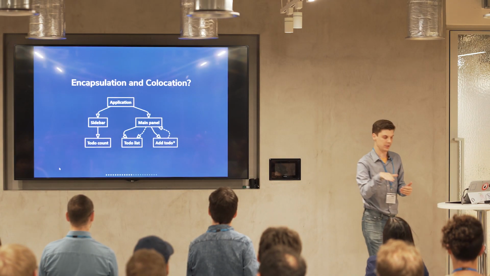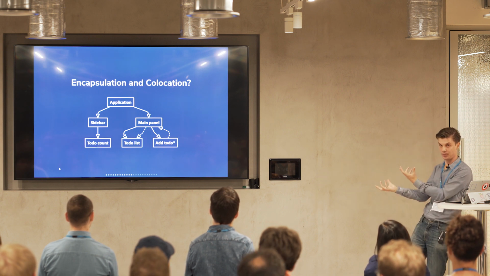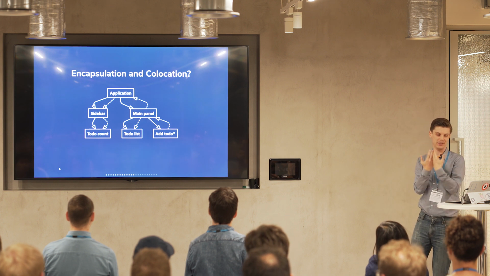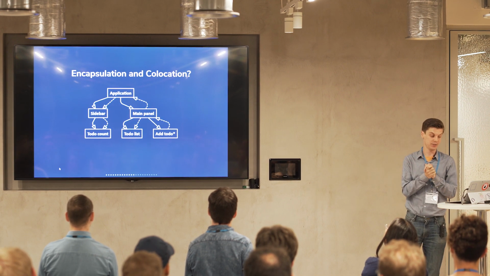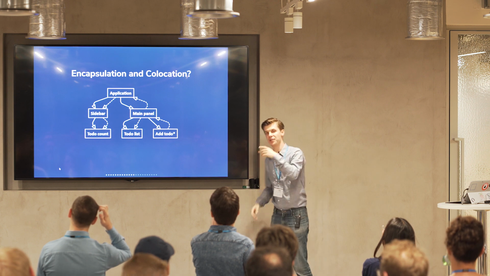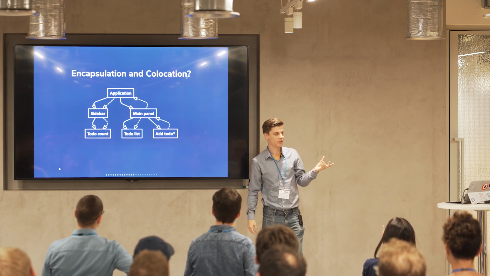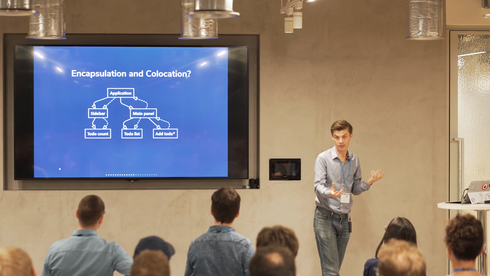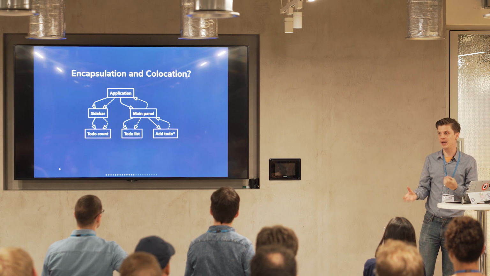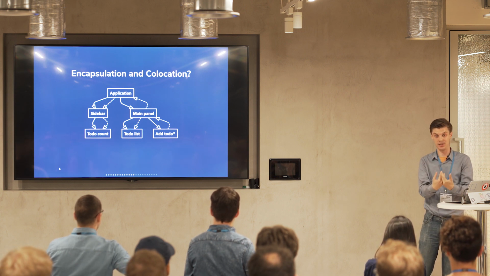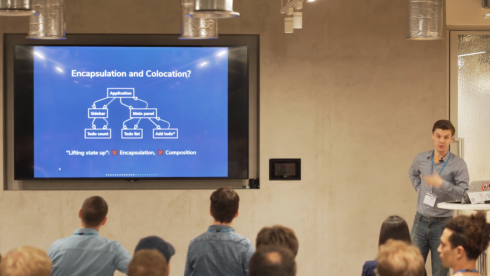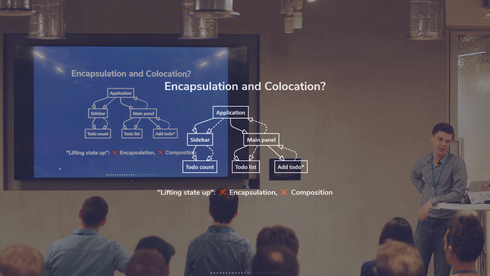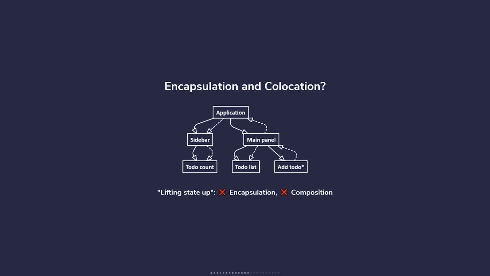But you have to do this not only on one level, but you also have to reach the to-do count component. So you have to lift the state up for a second time into the application. Now the application knows everything about your application. And moreover, the main panel and the sidebar, who are just layout concerns, suddenly know about the to-do-ness of your app as well, right? Because they have to expect that the application passes in to-do data and then pushes more to-do data down to its child components. So the lifting state up pattern has the problem, in my opinion, that it violates encapsulation and composition.